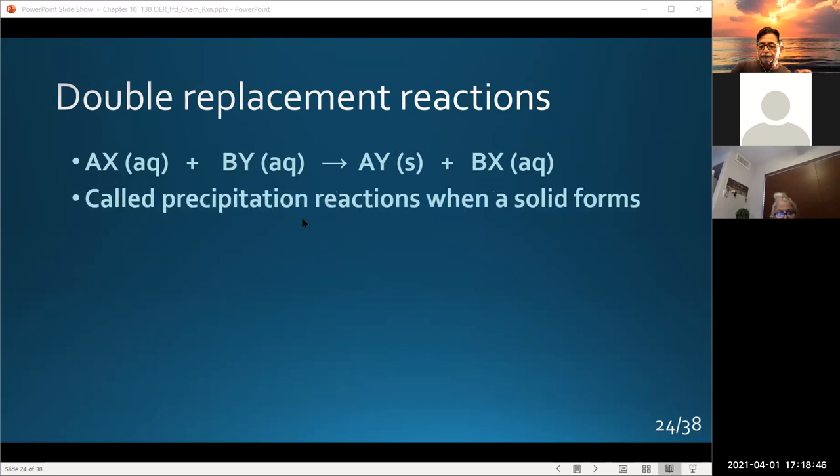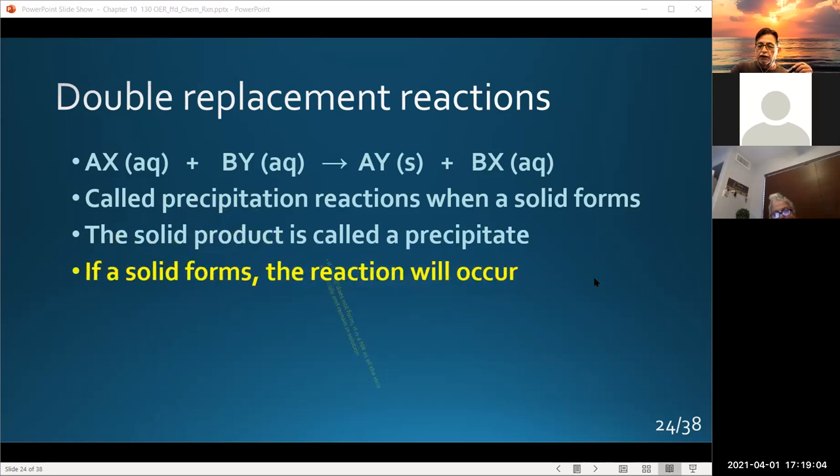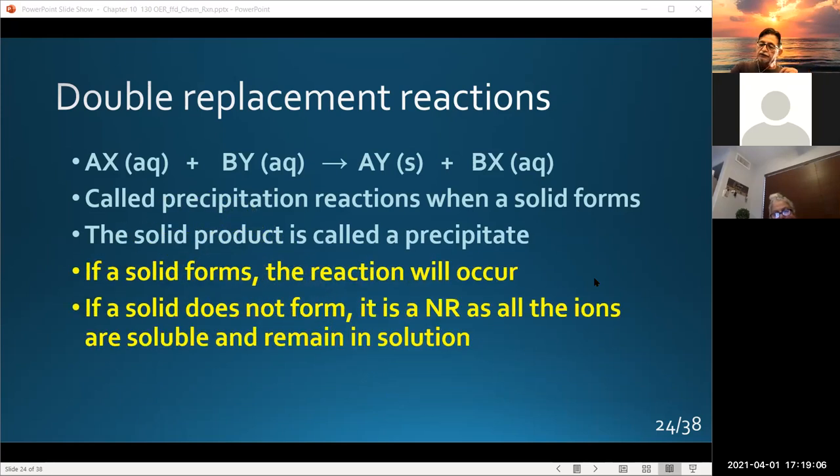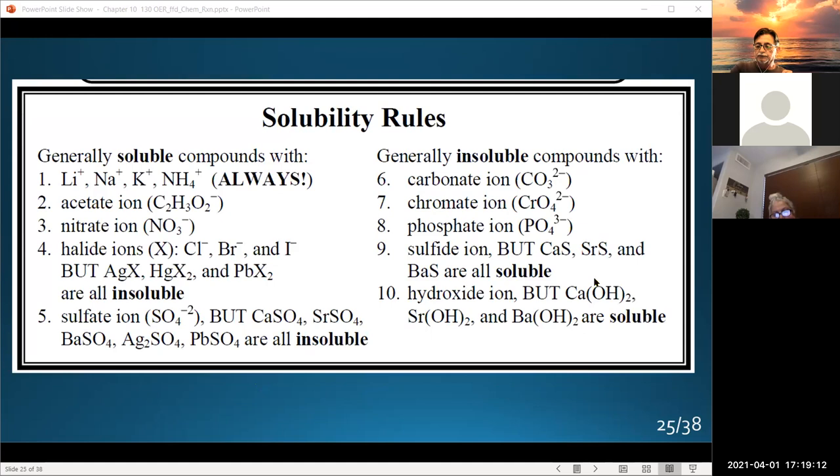Yeah, so this solid forming, because it's insoluble, is what we call precipitation. So a double displacement reaction can also be called a precipitation reaction, okay? There's a solid that forms, and obviously the solid is called a precipitate, okay? Solid forms, you get a reaction, and no solid forms, no reaction.